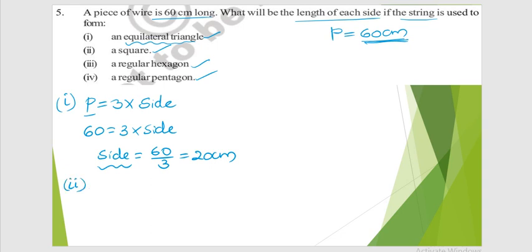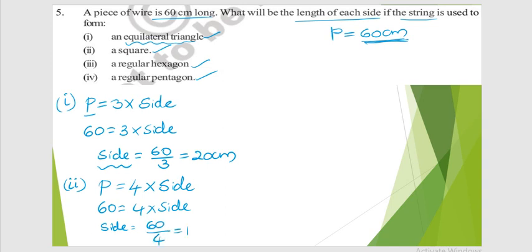Next, second one is about the square. So perimeter of a square, what is the formula? 4 into the length of any side. Since all sides are equal, 60 is equal to 4 into side. So from this, side is equal to 60 divided by 4, which gives me 15 centimeters. So the length of the side is 15 centimeters.